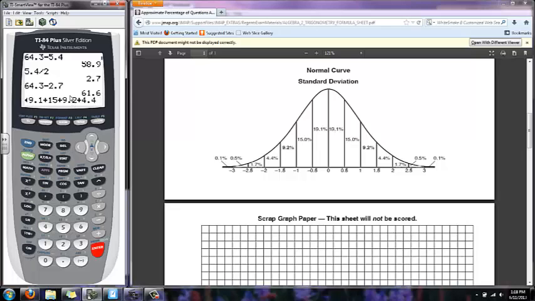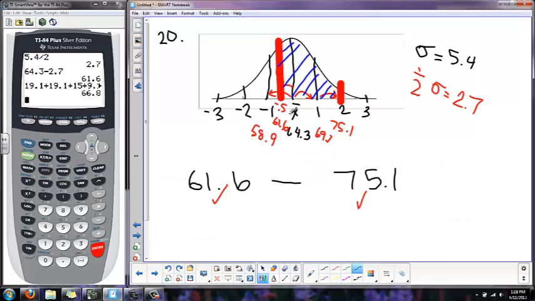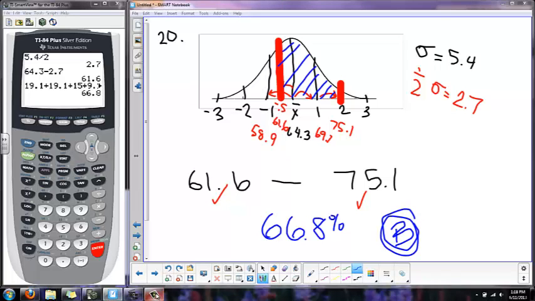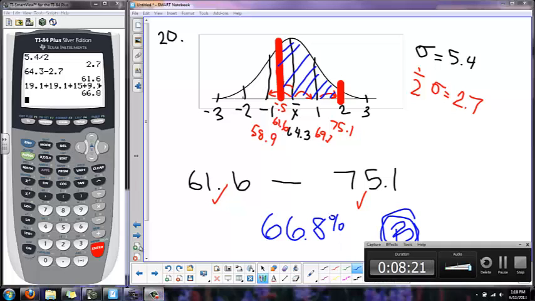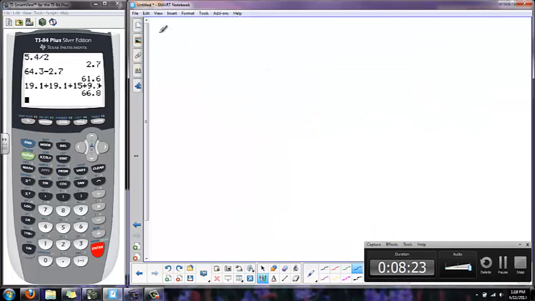So I'm going to hit enter. All the percentages in between negative 0.5 and positive 2, all of it added up to be 66.8%, because we were adding up percentages. Take a look at all your options, and 68 or 66.8 is choice B. Alright? Hopefully that wasn't too horrible for you. Let's move on to number 21.